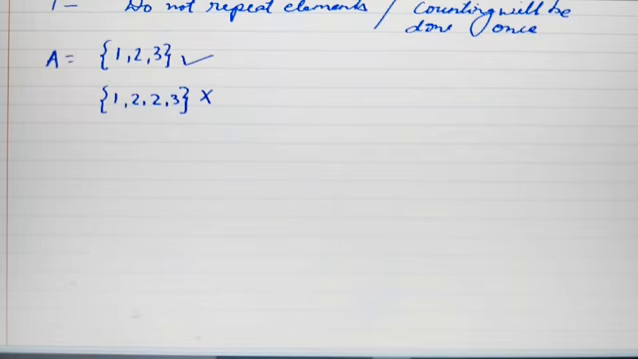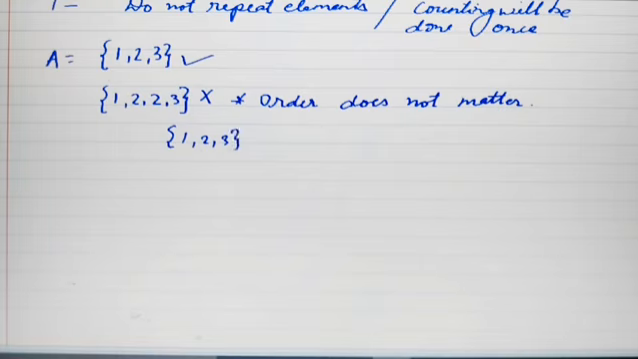Now from here one thing can be concluded, that order does not matter. Here in the roster form order does not matter. So remember this thing. Here you can see that if I'm writing {1, 2, 3} or {1, 3, 2}, both are equal.